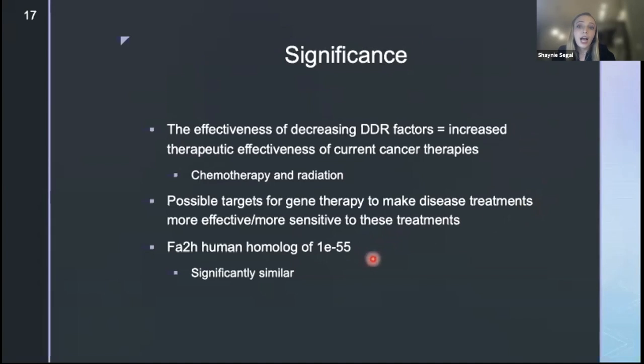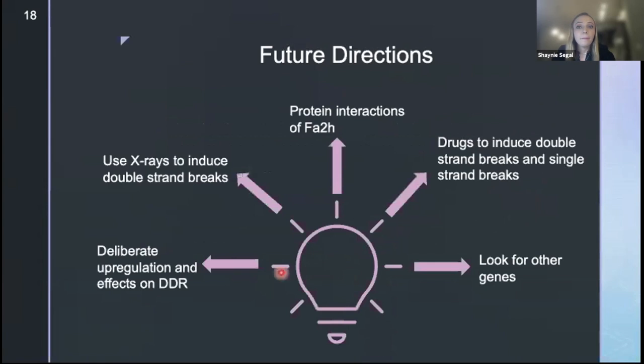And FA2H has an incredibly similar human homolog, and so this makes it even more necessary to further examine FA2H's function in DDR, as this gene could serve as a potential target in human DDR pathways if it is involved. And lastly, gaining more knowledge about how FA2H affects DDR indirectly, or if this gene is involved in turning this pathway off, is a possible aspiration for better understanding the role of FA2H in DDR.